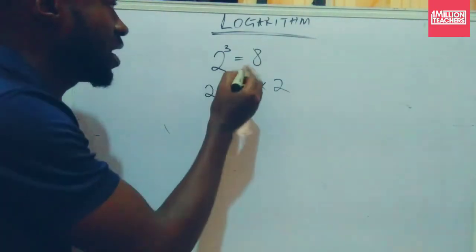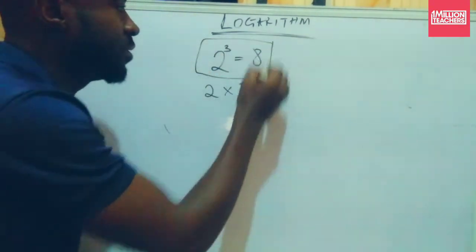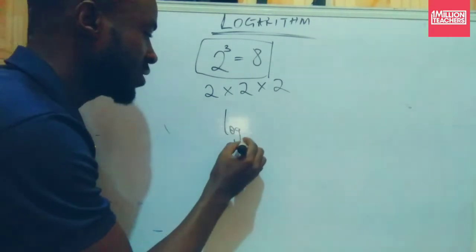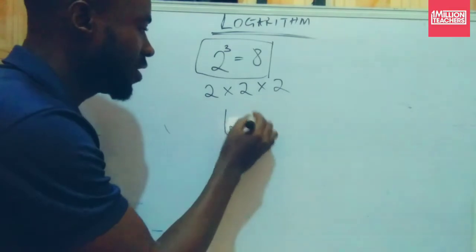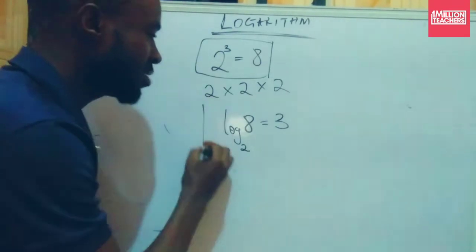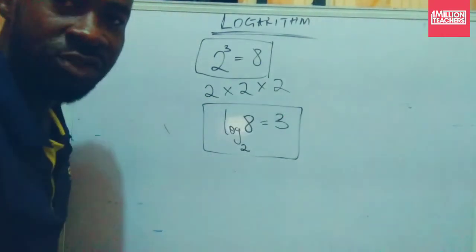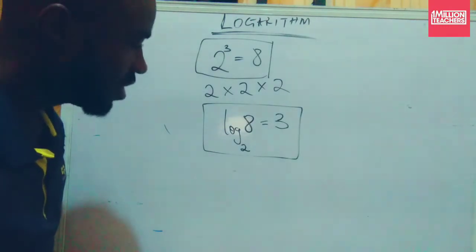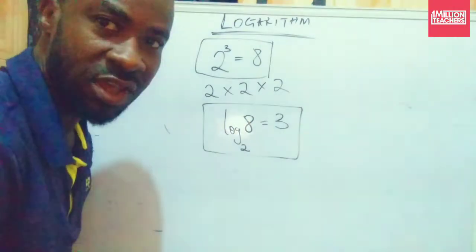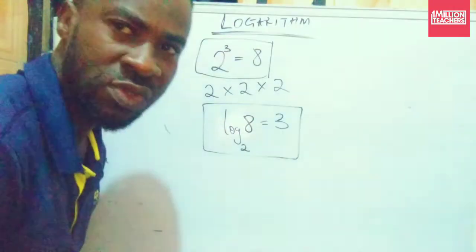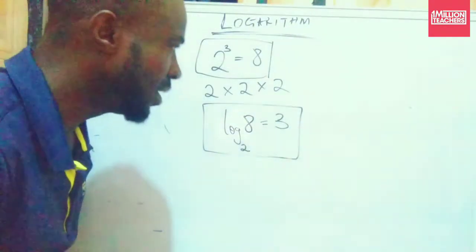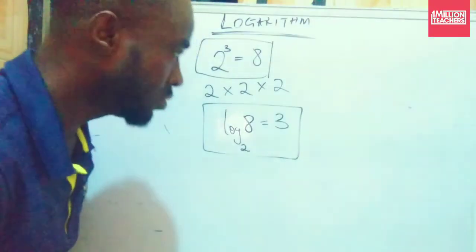So if I want to write this in logarithm form, I'm going to write it as log to base 2 of 8 is equal to 3. This is just a mathematical expression of saying that 2 will times itself 3 times to give you 8. So if you are able to understand this basic concept about logarithm, there is actually no problem on logarithm that you won't be able to solve.